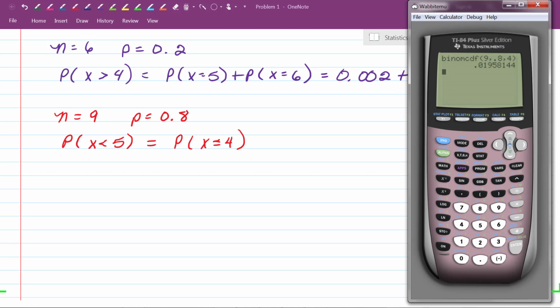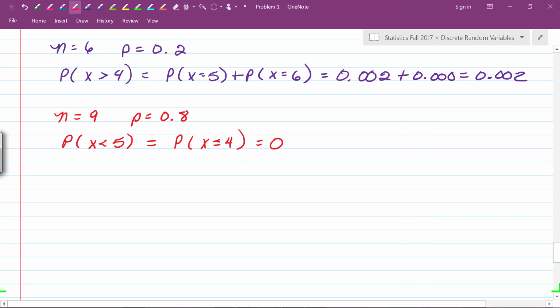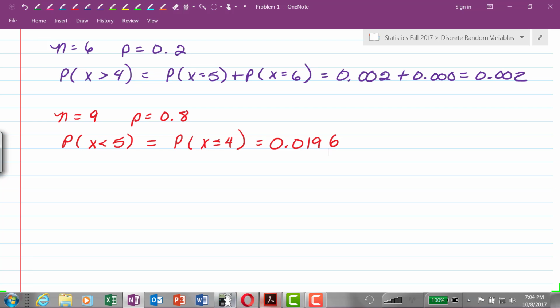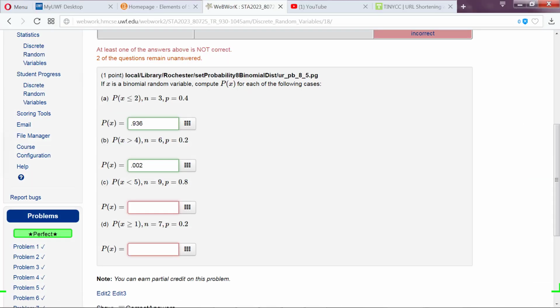So I'm going to put down that P is equal to 0.0196. Let's come on over here and put this in our answer. 0.0196, and we will check our answer. Very good.